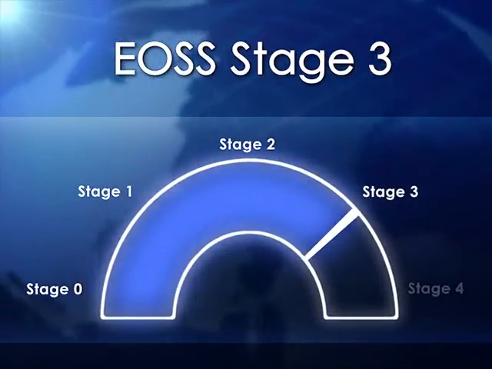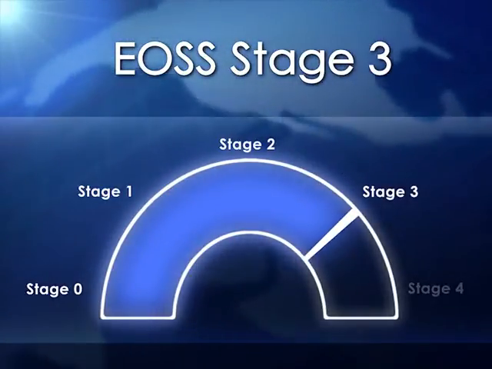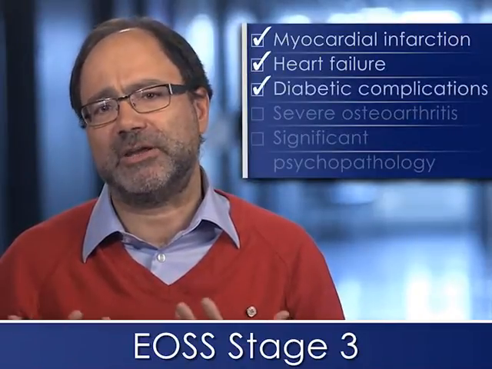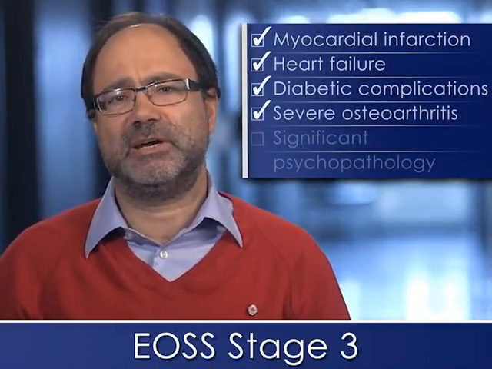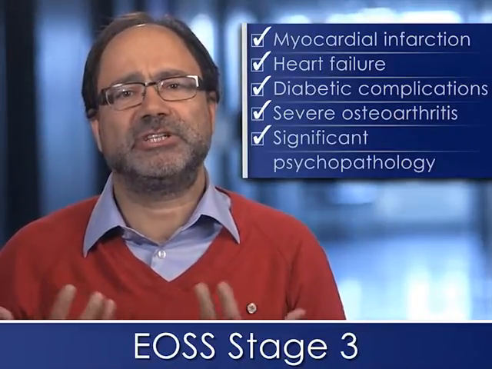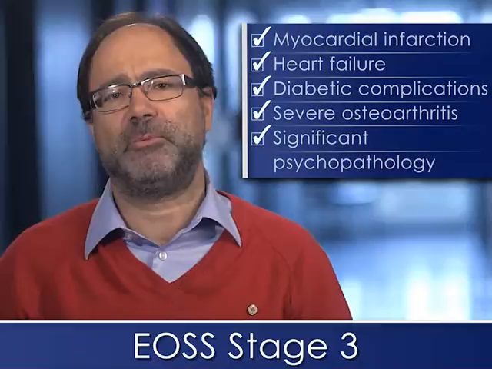Patients with stage 3 obesity, in addition to having obesity-related chronic disease, are now presenting with established end organ damage such as myocardial infarction, heart failure, diabetic complications, severe osteoarthritis, or with significant psychopathology that leads to functional limitations and severe impairment of their well-being.